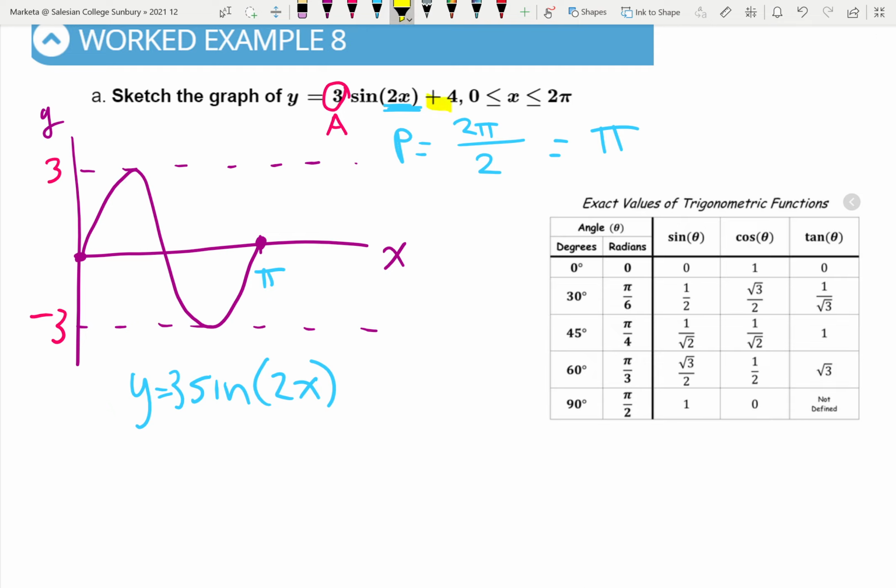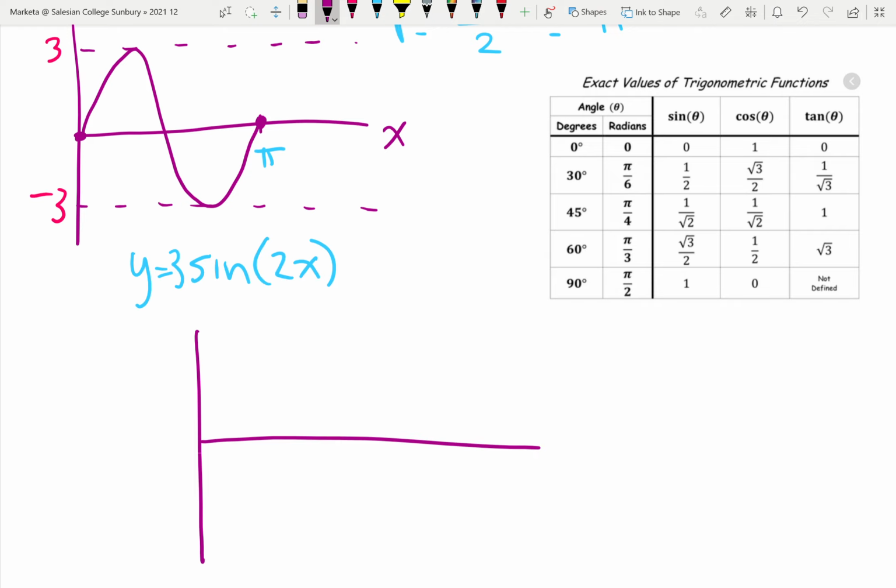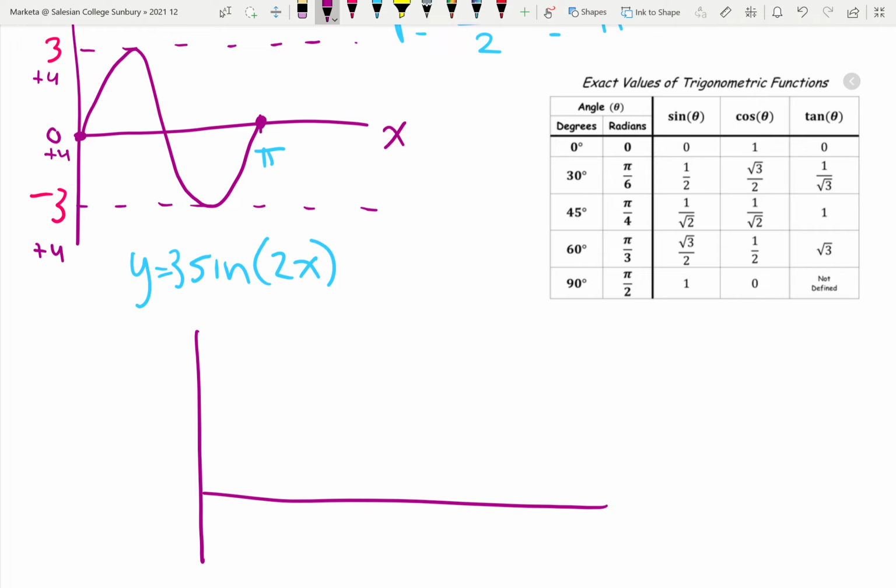Now the final bit is this plus 4. I'm going to draw that separately. If I add 4, I'm going up by 4 units, so everything has to add 4. I'm adding 4 to every one of my y values. So the 0 becomes 4, the 3 plus 4 is 7, and then -3 plus 4 is 1.